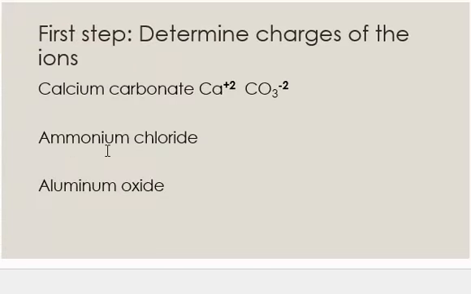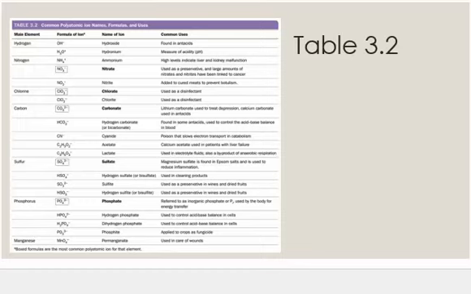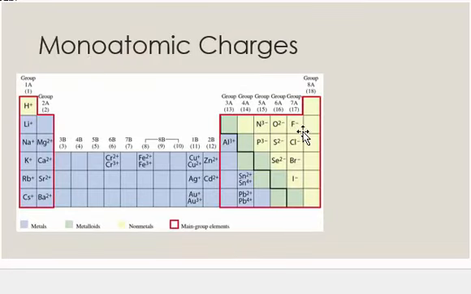Ammonium is not a metal, so it must be a polyatomic ion. On Table 3.2, we see that ammonium has a charge of +1. Ammonium is capital N, capital H subscript 4, +1 charge. Chloride is a monoatomic anion, and its charge is -1, capital C lowercase l, -1 charge.